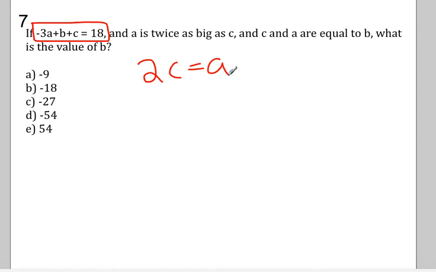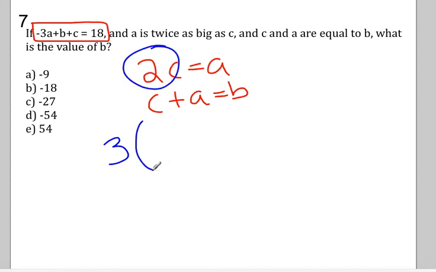And then we're also going to say it says C and A are equal to B, so C plus A equals B. And then it says what is the value of B. So now we're going to look at our equation. And it says 3A, but I already said before A is the same thing as 2C. So instead of saying A, I'm going to say 2C. I'm going to try and write the whole thing in terms of C.